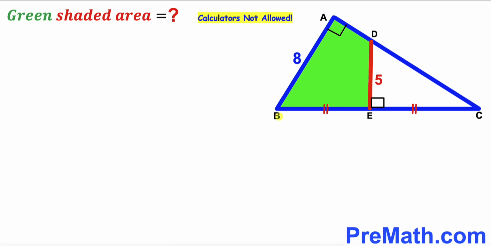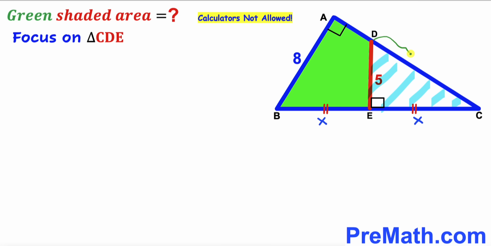Now we know that this segment BE length equals this segment CE length. If I label this length as x, then this segment length is going to be x as well. Now we are going to focus on this right triangle CDE, and I'm going to label this diagonal CD length as lowercase a.